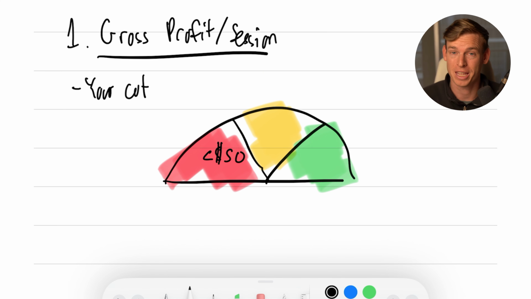Less than 50 is in the red. I want to try to get that up for sure. Between 50 to 75 is going to be in the yellow. We can operate pretty good businesses off of this. If we can go from 50 to 60, it makes a massive difference. And greater than 75 is the best.